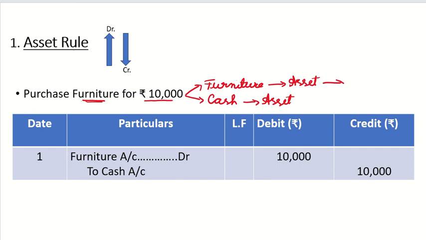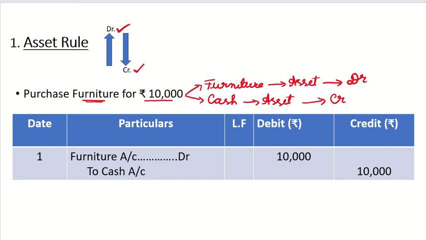Now see, the furniture. Here we are purchasing furniture, so furniture is increasing in the business. To record this increase, we are going to debit the furniture account. Fine. Now next, cash. Cash is decreasing in the company because when we purchase the furniture, in return we give cash. So cash is going out of the company, that is, cash is decreasing. To record the decrease, we are going to credit the cash account.